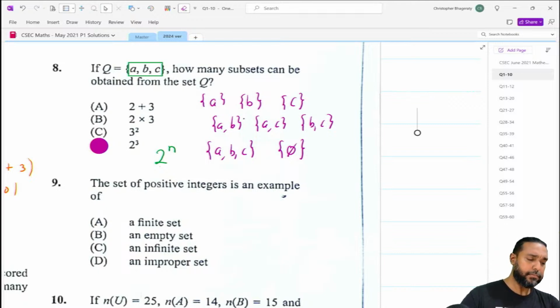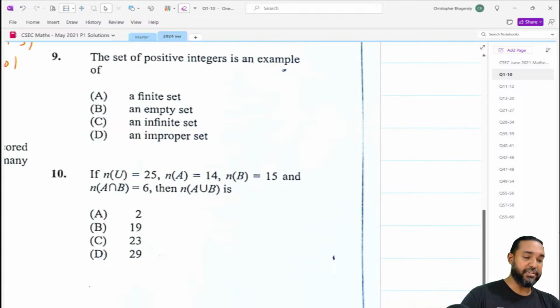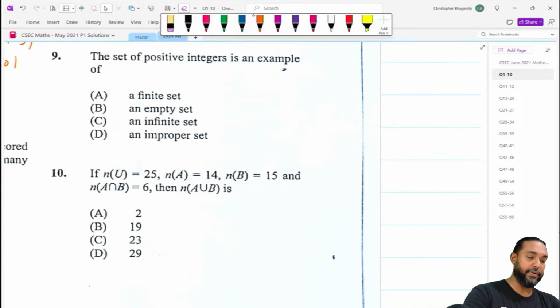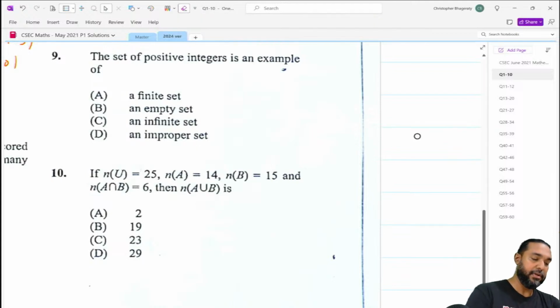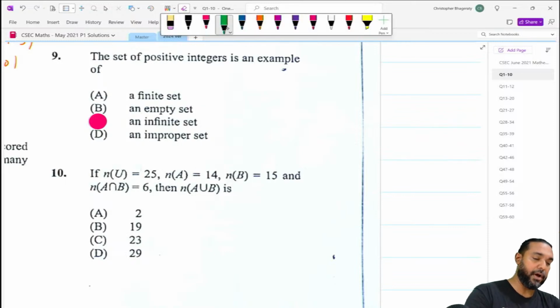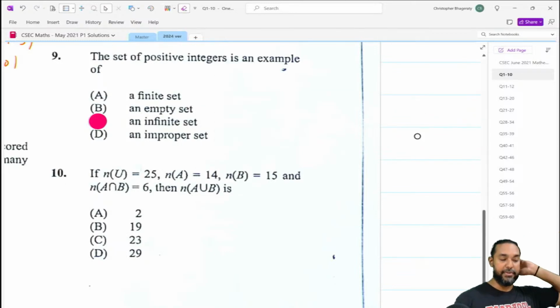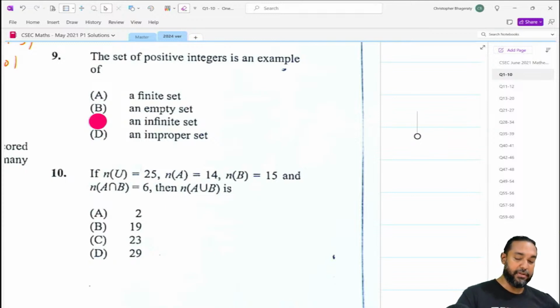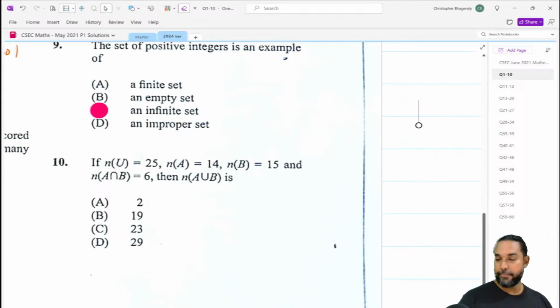Okay. The set of positive integers is an example of an infinite set, because I don't think you could ever finish counting positive integers. Now we have the next one down here. If the number of elements in the universal set is 25, the number of elements in A is 14, the number in B is 15, and A intersect B is 6.